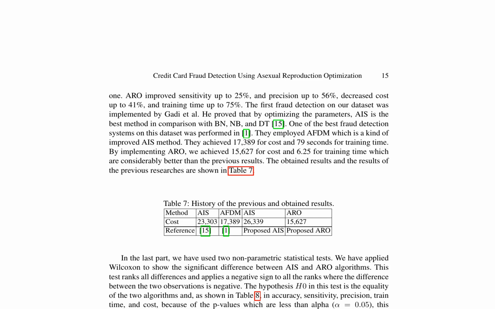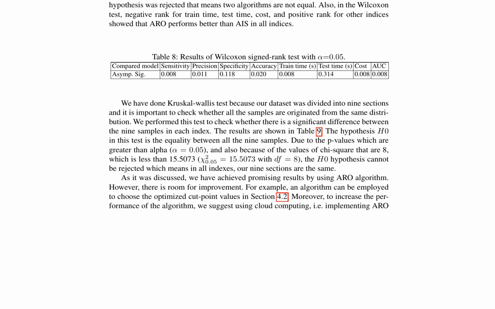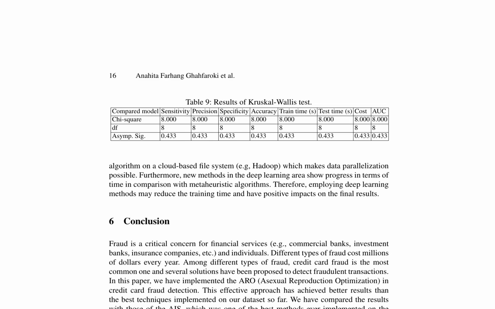The research paper discusses the application of Asexual Reproduction Optimization, ARO, in credit card fraud detection, comparing its performance with other methods. ARO improved sensitivity by 25%, precision by 56%, and decreased cost by 41%, with a training time reduction of 75%. The results are statistically significant, as demonstrated by Wilcoxon and Kruskal-Wallis tests. The ARO algorithm outperforms ICE, a previously best-performing method on the dataset, in terms of accuracy, specificity, and training time.